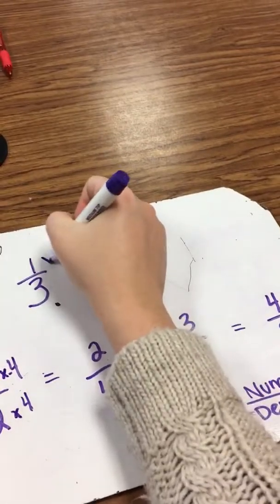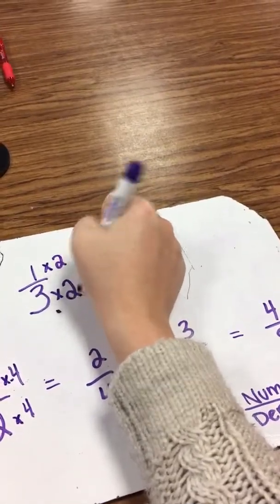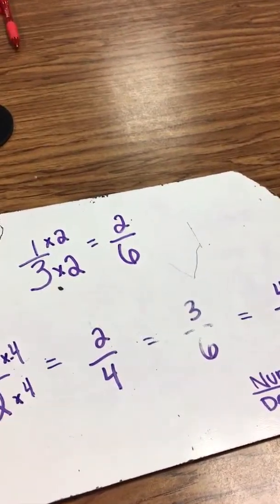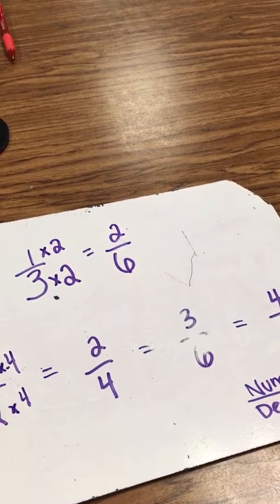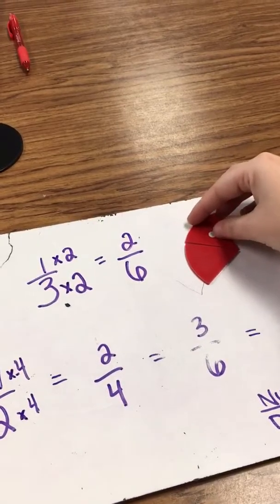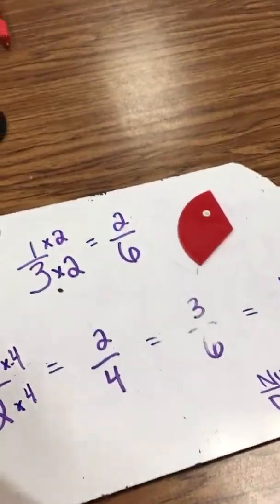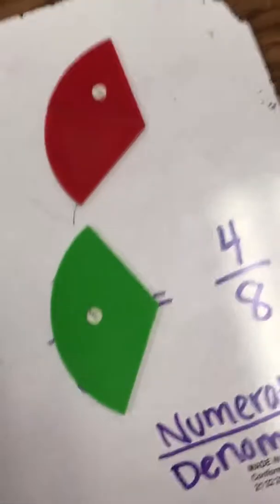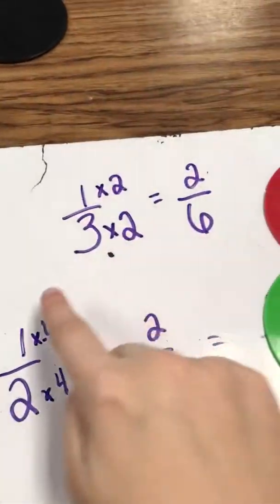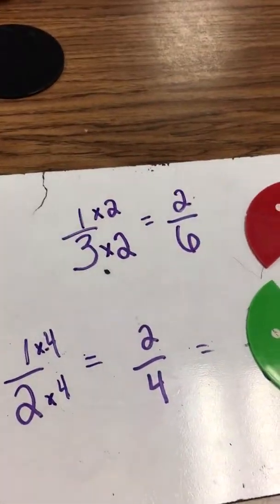I'm going to use the fraction pieces to check one. If I wanted to do 1/3, I'm going to multiply my top and my bottom by 2. 2/6. Now I'm going to check it. So here are my 6s, and here is my third. So we see that they are exactly the same. So this strategy works, and we don't even have to use our pieces.